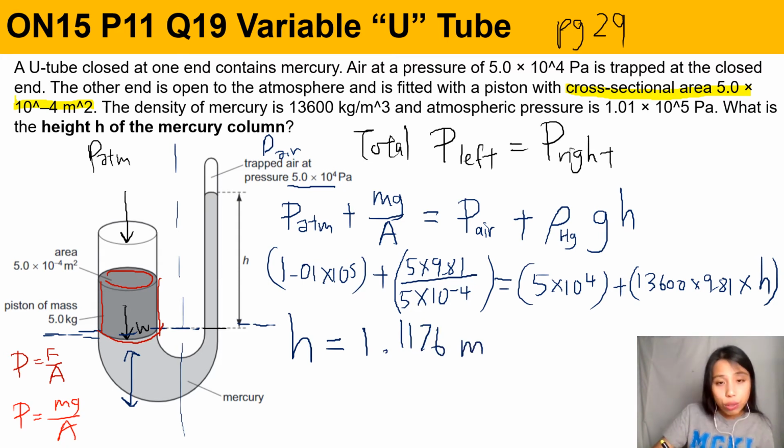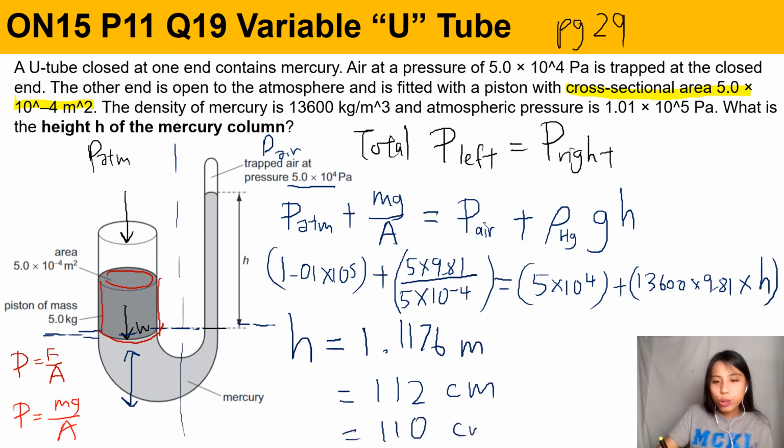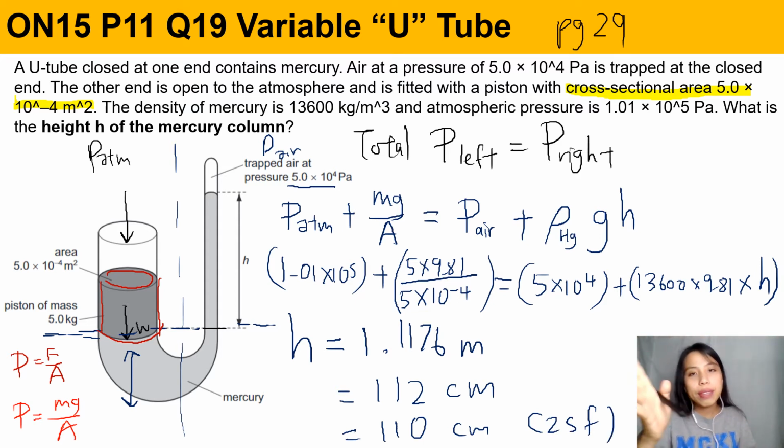The answer, if you check, is in cm. So if I round it off a little bit, it'll be 112 cm. If it's 2 significant figures, 2SF, it'll just be 110 cm. So for the U tube, same idea: pressure on the left equals pressure on the right, and from there you just see what they want you to find.